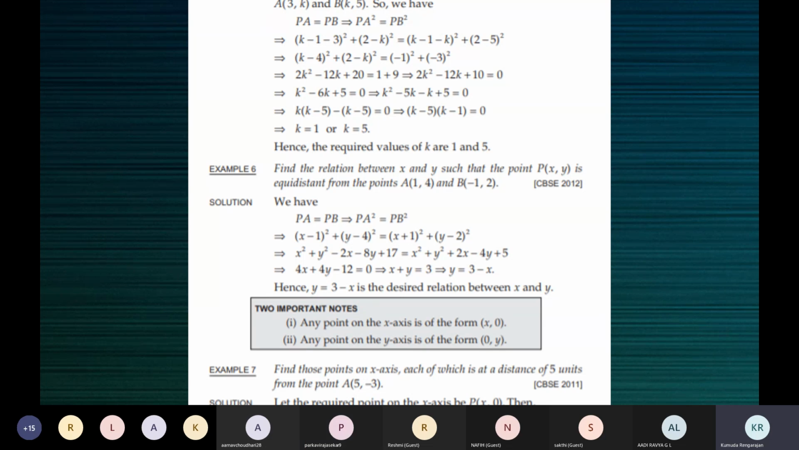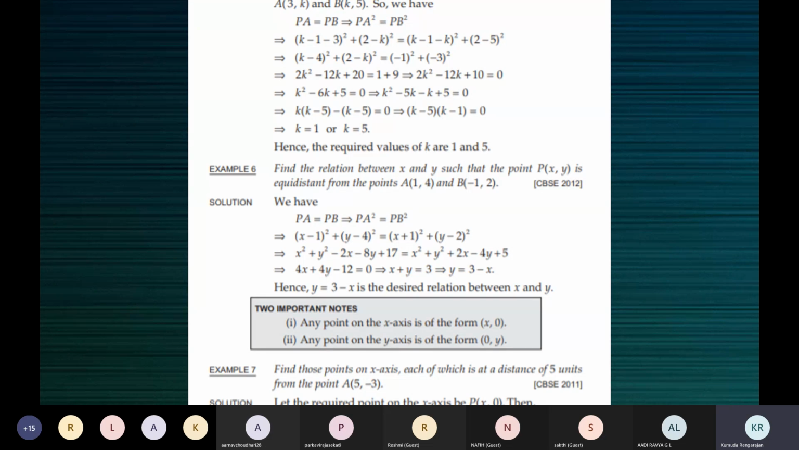Okay, let's see. Now we need to find a point on the x-axis. So let that point on the x-axis be P, or any letter you can use. Here they've used P. So let me say P. And you know that every point on the x-axis looks like x comma 0. If a point lies on the x-axis, then it will be of the form x comma 0, some x value comma 0.